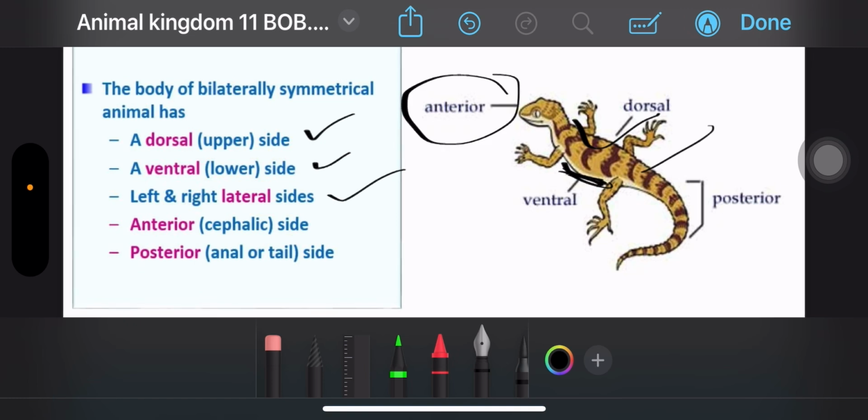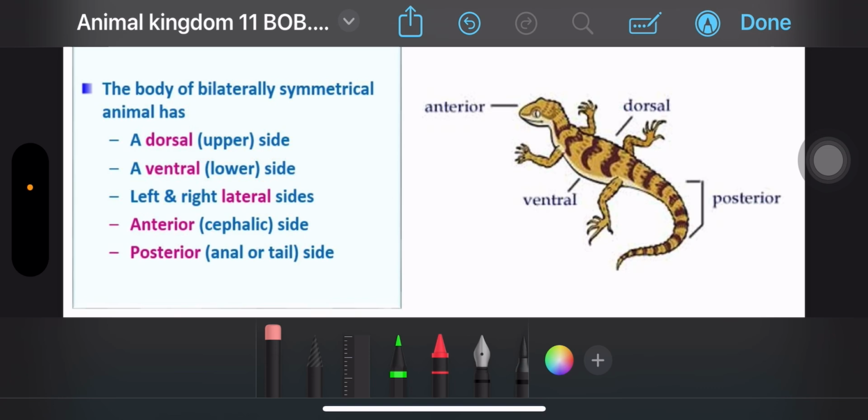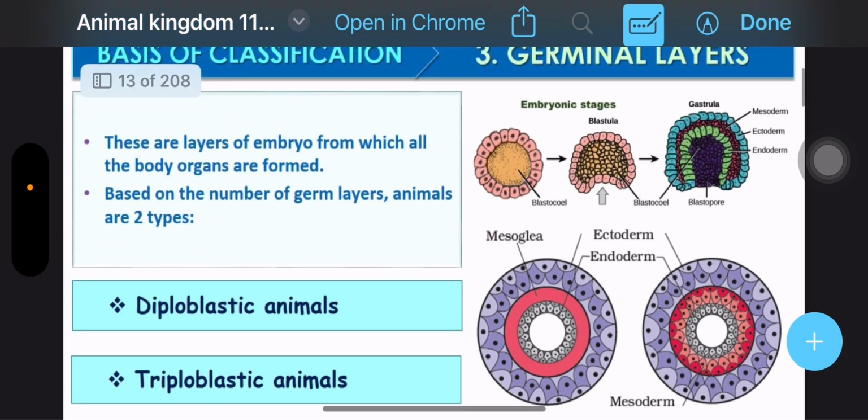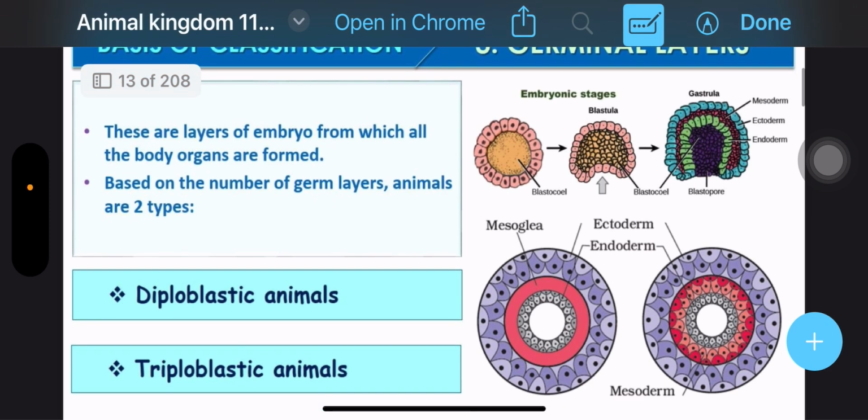Where the head is, that is the anterior side. The tail region, or the leg region for humans, is the posterior side. Bilateral symmetrical animals have a dorsal side, ventral side, left and right lateral sides, anterior part and posterior part. These things have to be remembered; they are very useful for understanding the remaining classes easily. Right? Now germ layers, the third level of classification.